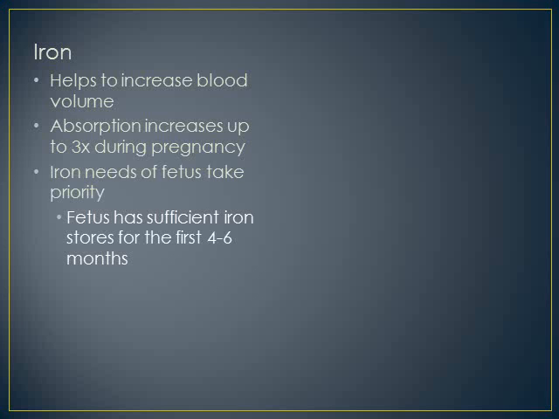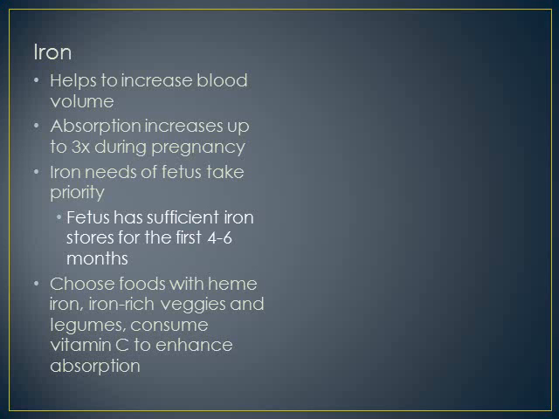So iron needs of the fetus take priority during pregnancy. And when a baby is born, the infant has sufficient iron stores for the first 4 to 6 months of life. So basically, a baby doesn't need any iron for the first 6 months of life because it has adequate stores from its mom.